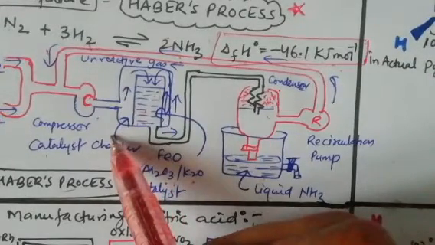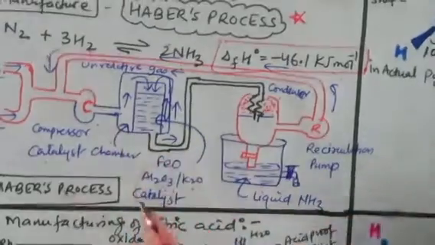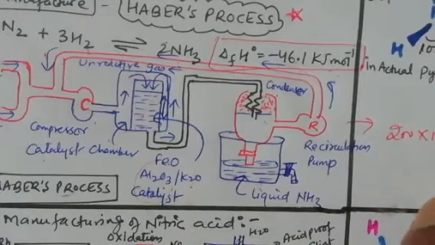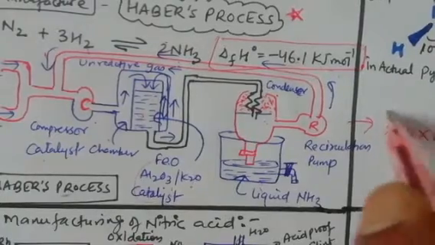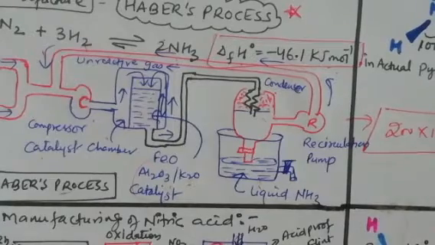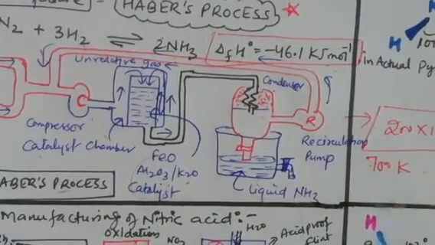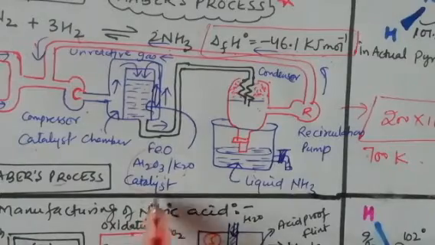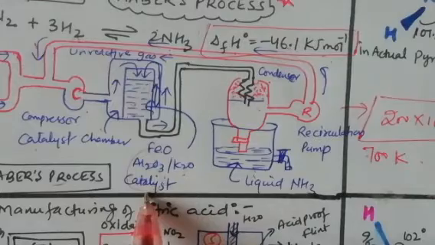The optimum conditions for the production of ammonia are a pressure of 200 × 10^5 Pascal. So keep this 200 × 10^5 Pascal in mind, which is about 200 atmospheres, and a temperature of 700 Kelvin. Catalysts such as iron oxide and aluminum oxide are used to increase the rate of attainment of equilibrium. Earlier, iron was used as a catalyst with molybdenum as a promoter.